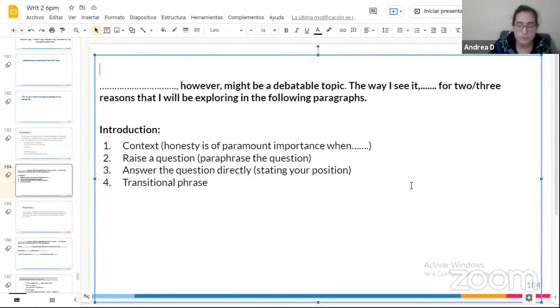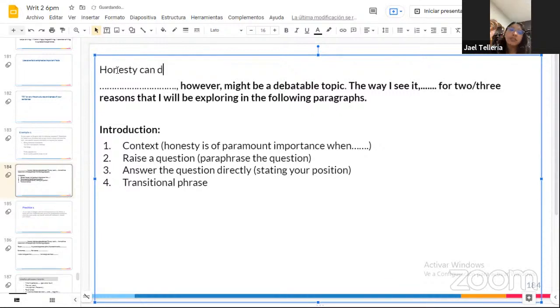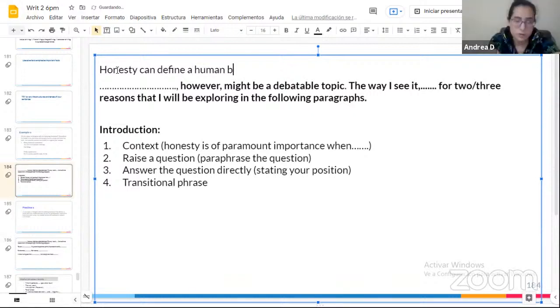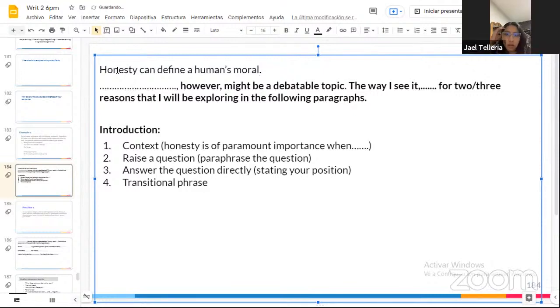Maybe Valeria, or okay. Ian, do you have something in mind? Honesty can define a human's moral. Okay. A human. Okay, maybe morality or moral. Morality or moral, I think it's the same. Okay, so let's do that. Honesty can define a human's moral. All right. Okay, so that's nice, pretty general.